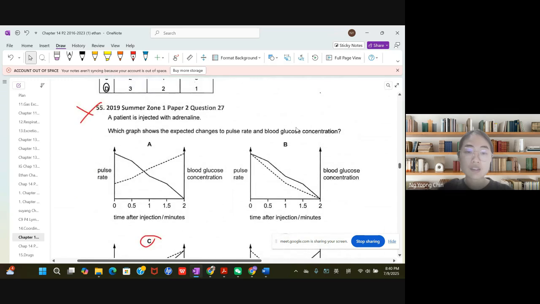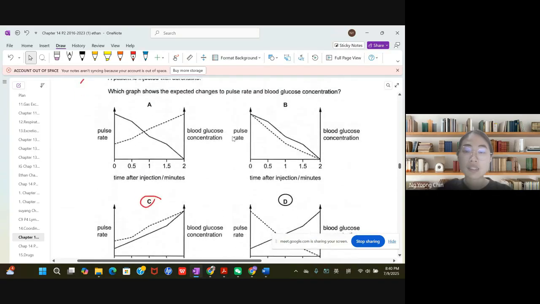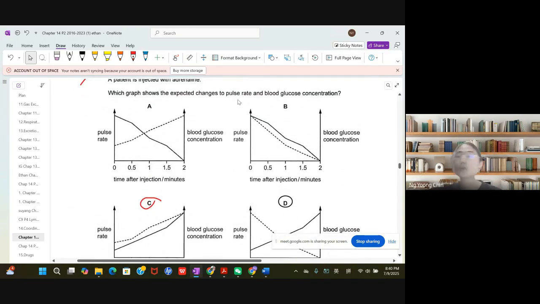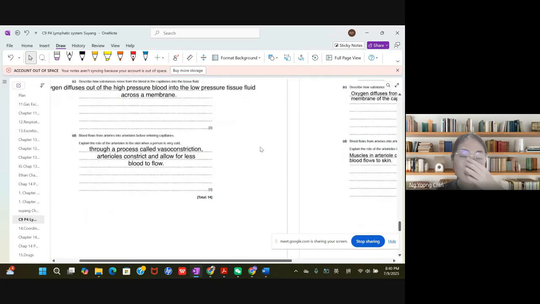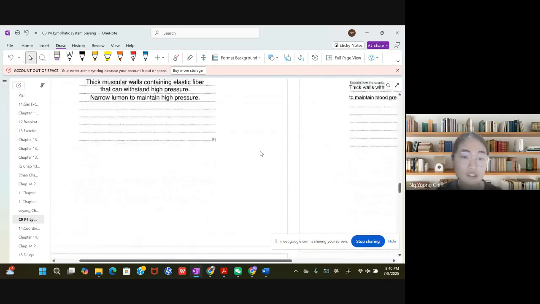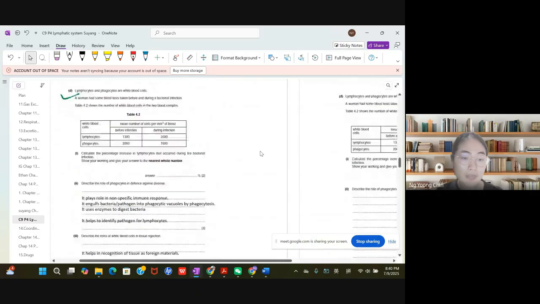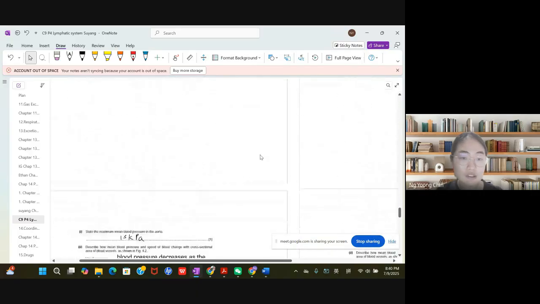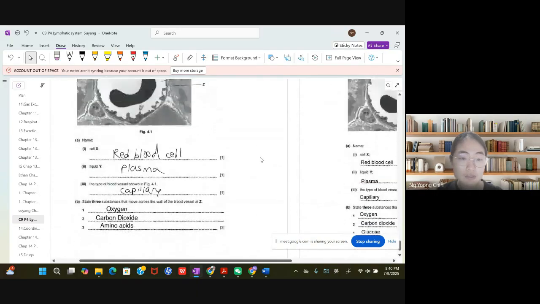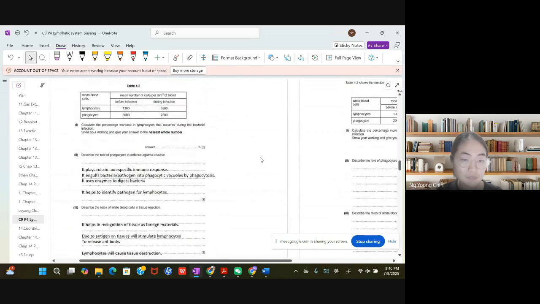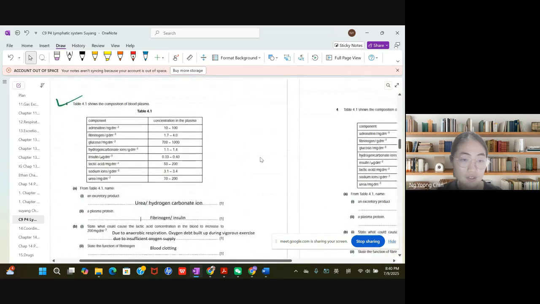And then for this one, you inject yourself with adrenaline, what will happen is both will increase. You are increasing your pulse rate, and also you are increasing your blood glucose concentration. Just remember that adrenaline will increase a lot of things. I think I also marked before. I haven't finished marking for this chapter 9. But I want to show these questions, just similar to that question. Hey, where is it? For this one.